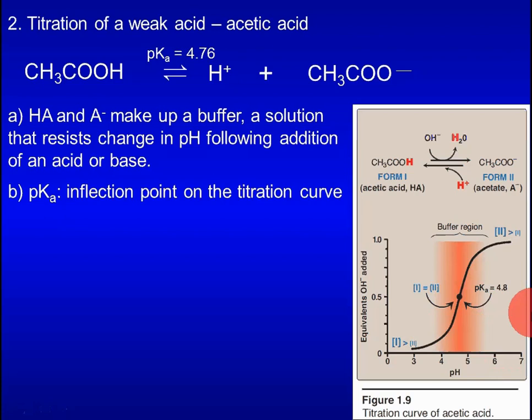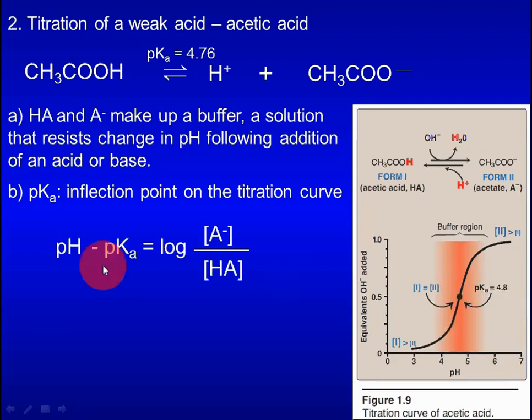So next we ask, what can we get from this Henderson-Hasselbalch equation? Let's look at acetic acid again. If we move the pKa to the left side, the Henderson-Hasselbalch equation will look like this. For simplicity, we designate the acid form as form 1 and the conjugate base as form 2.